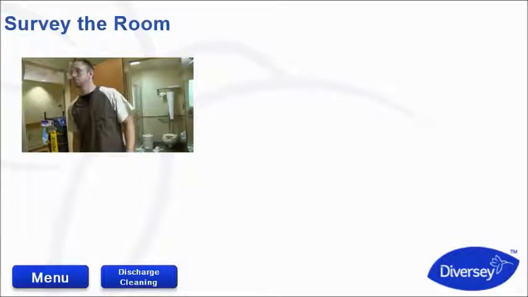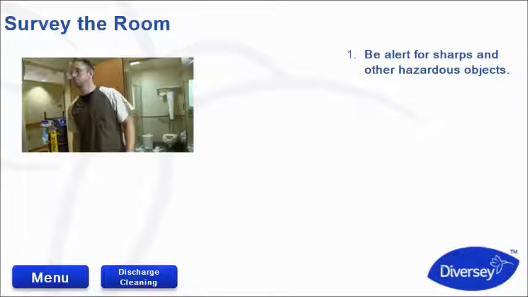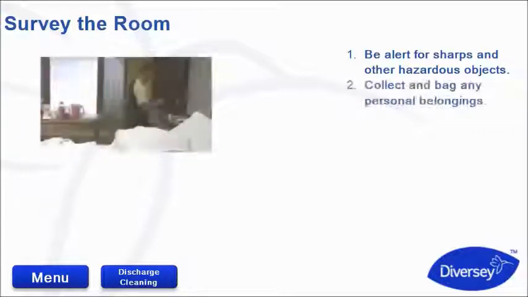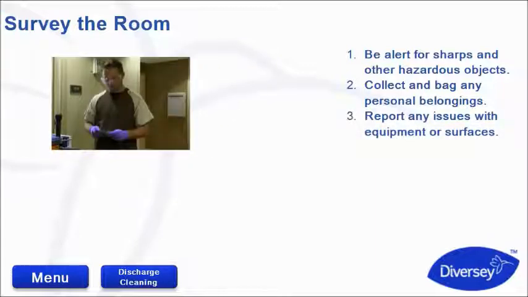Survey the room. Be alert for sharps or other hazardous objects. If you do find them, dispose of them safely as per facility policy to protect yourself and others from harm. Collect and properly bag any patient belongings or medical supplies left behind by the discharged patient and deliver them to the nursing staff for handling. Ensure that the room is in working order and that no surfaces or equipment are damaged. Report any issues to maintenance so that they can conduct repairs.